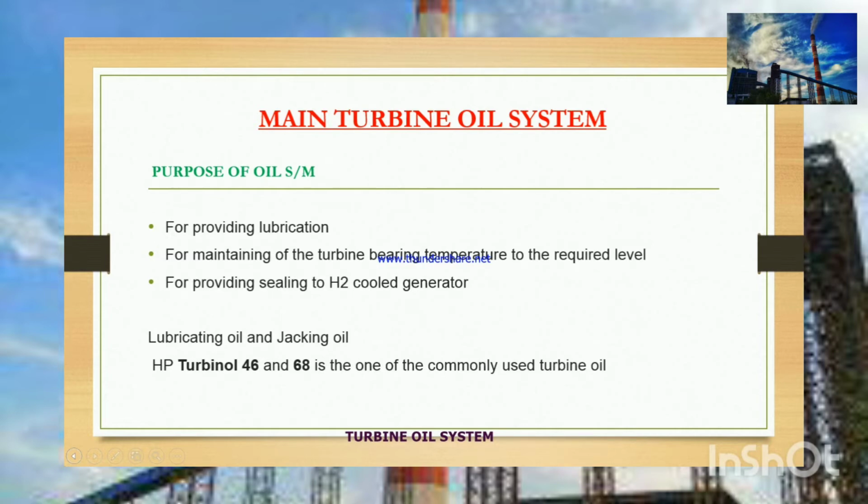First, we are going to the purpose of oil system. First purpose is for providing lubrication. Then second is for maintaining the temperature of bearing to a required level. And the third purpose is for providing sealing to hydrogen cooled generator.